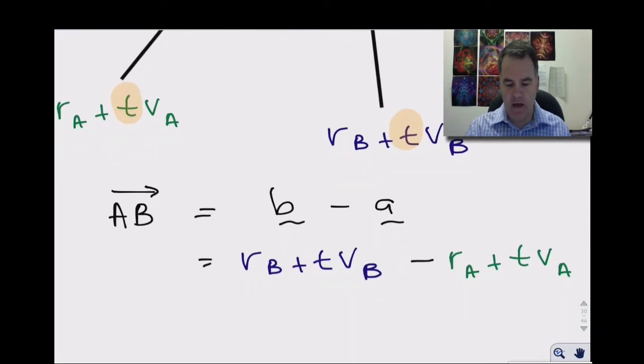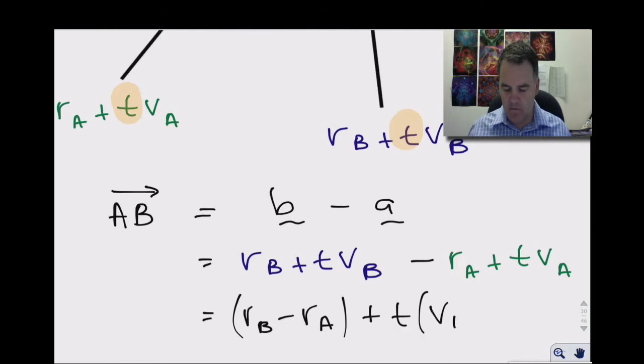So let's start by tidying that one up a little bit. So I'm going to make that RB minus RA. So let's just identify the positions first, and then we can say plus t(VB minus VA). Okay, so remember this is telling us the distance, or the vector, going from A to B, and I'm trying to find what this minimum is going to be.